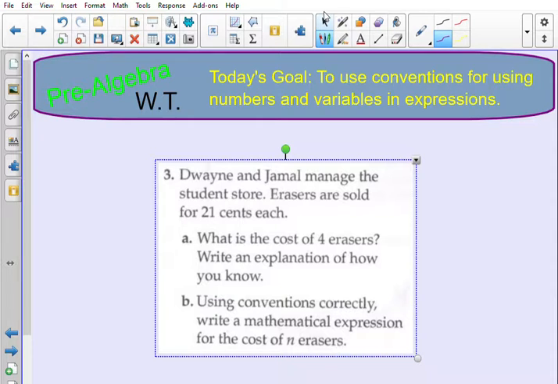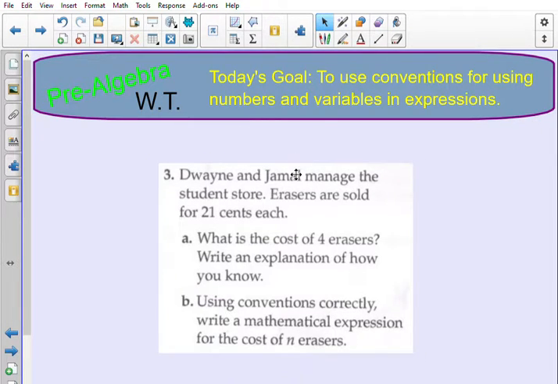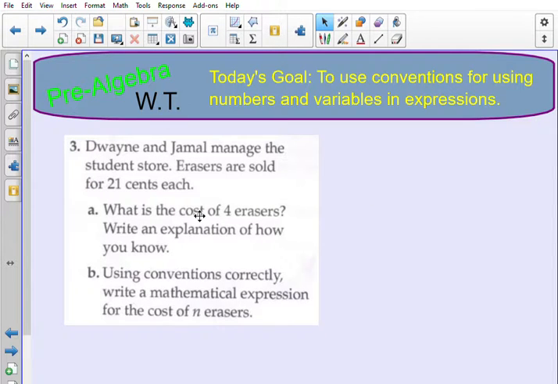So Dwayne and Jamal managed a student store. Erasers are sold for 21 cents each. Hopefully we figured this out. What is the cost for 4 erasers? Write an explanation of how you know. Your explanation needs to be written. It tells you to write it, so make sure that you have it somehow.